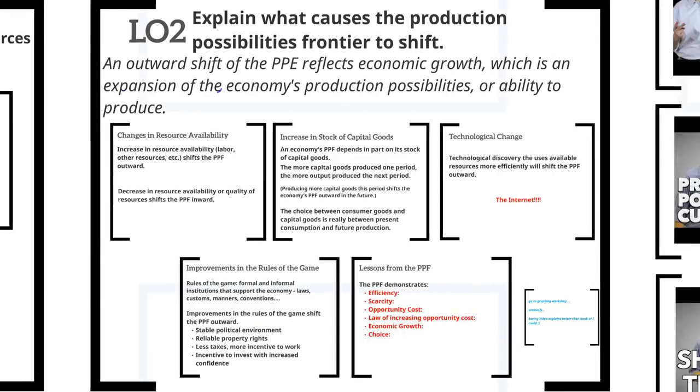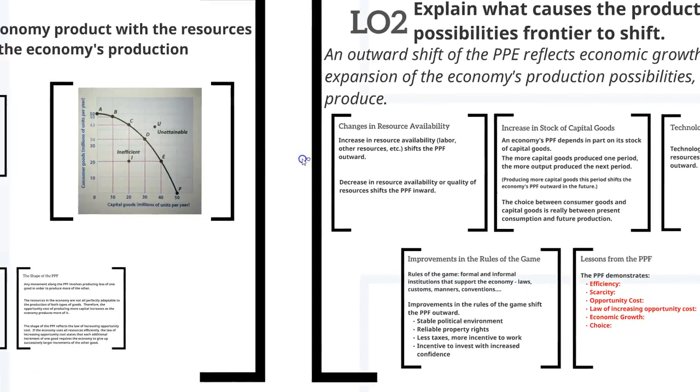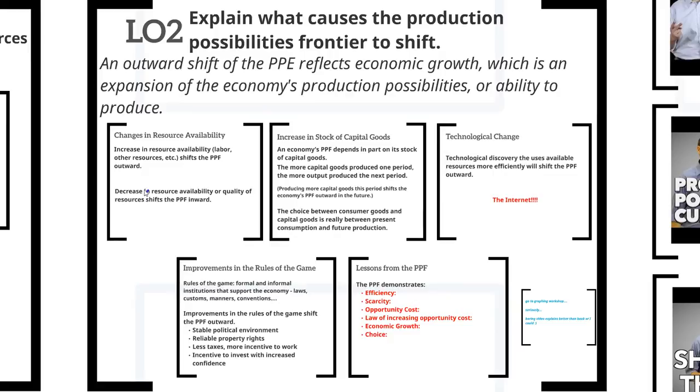Tough. Okay, explain what causes the production possibilities frontier to shift. When I say shift, I mean like move out and move in. So this right here is static. Okay, when I say shift, it's going to shift out or shift in. So this explains what causes it to shift. An outward shift of the PPF, sorry, there's another typo, reflects economic growth, which is an expansion of the economy's production possibilities or ability to produce.